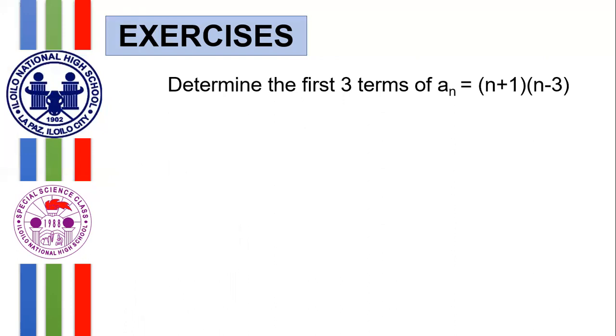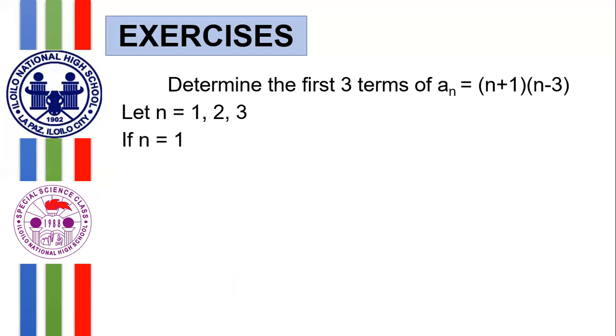Determine the first 3 terms of a sub n equals the product of n plus 1 and n minus 3. So since we will determine the first 3 terms, we will find the value of this expression when n is equal to 1, 2, and 3.